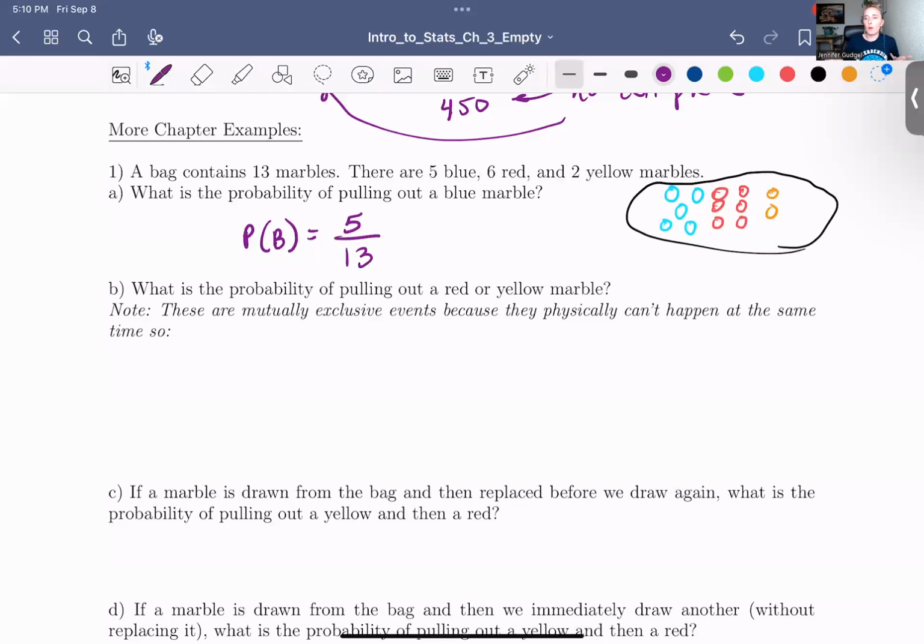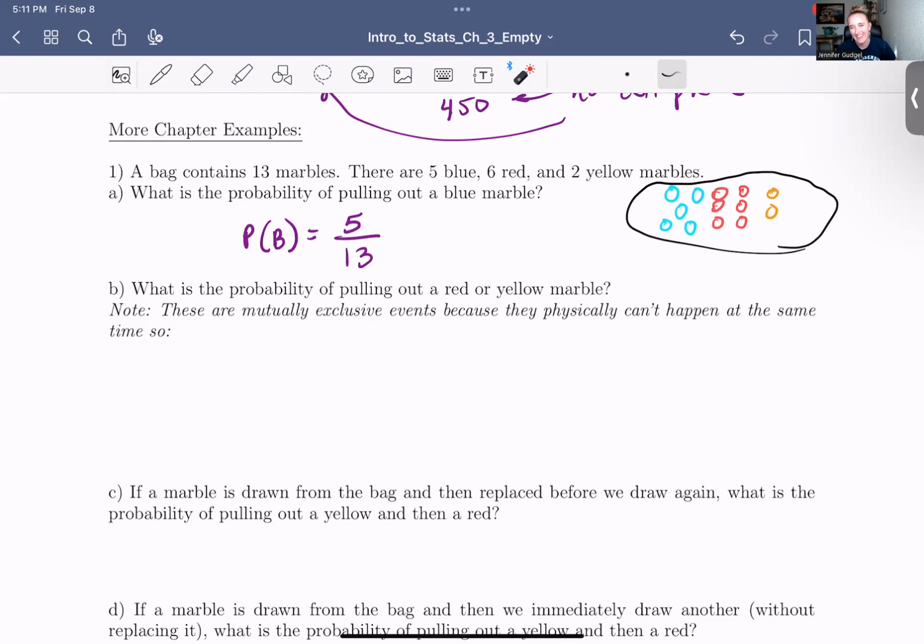What's the probability of red? Well, 1, 2, 3, 4, 5, 6 out of 13. Yellow, 2 out of 13. All right, what if I wanted blue or yellow? Well, there's 5, 6, 7 different ways to get blue or yellow. So 7 out of 13.